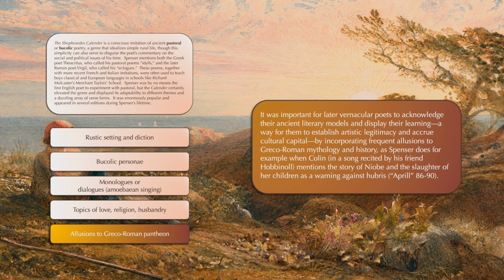By incorporating frequent allusions to Greco-Roman mythology and history, as Spenser does, for example, when Colin, actually this is a song recited by his friend Hobbinol, mentions the story of Niobe and the slaughter of her children by Apollo and Diana as a warning against hubris, and that occurs in the April eclogue, lines 86 to 90.